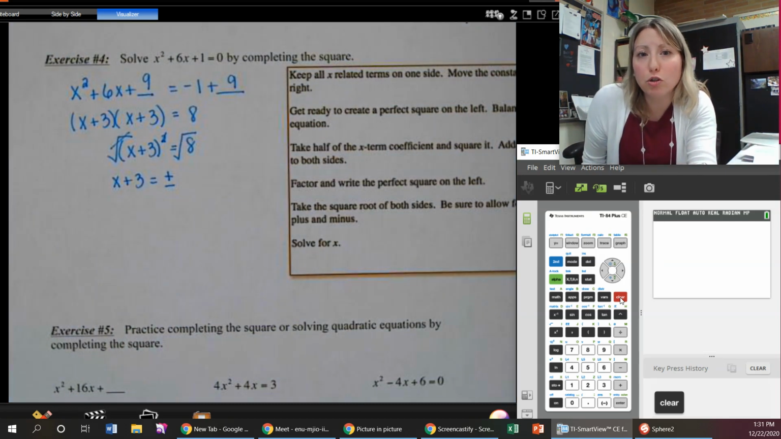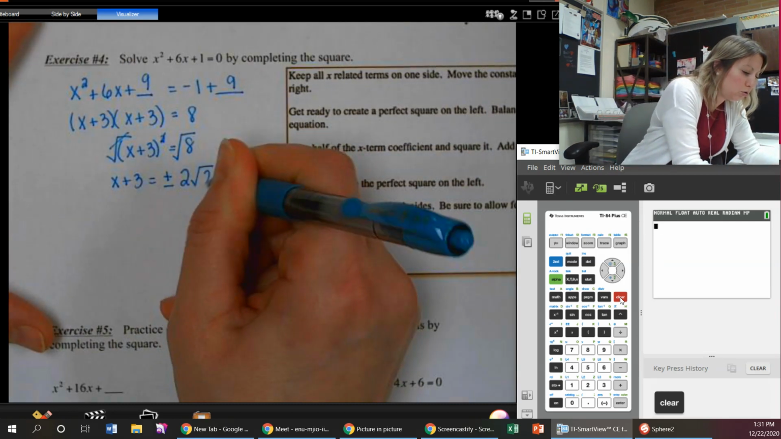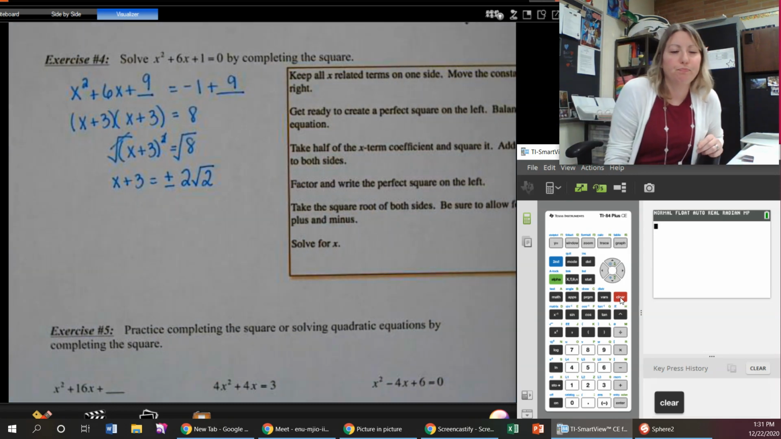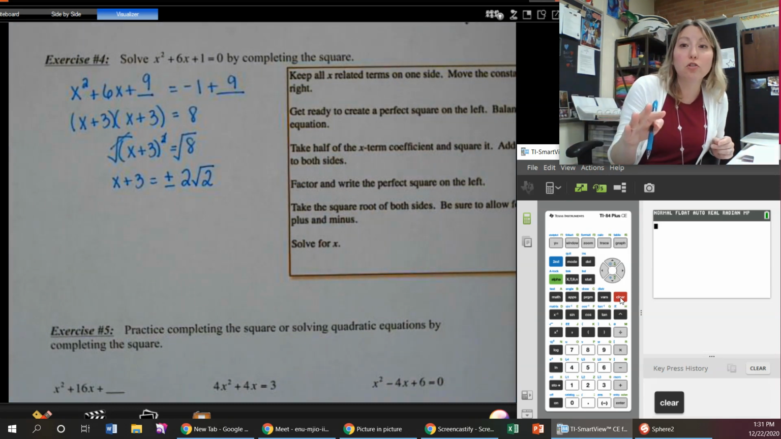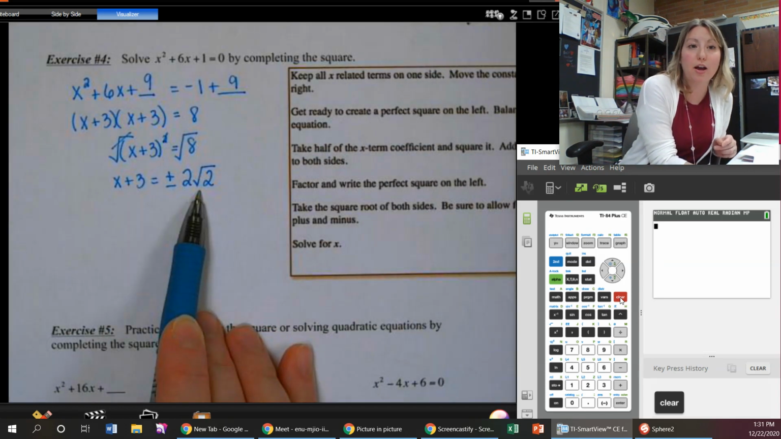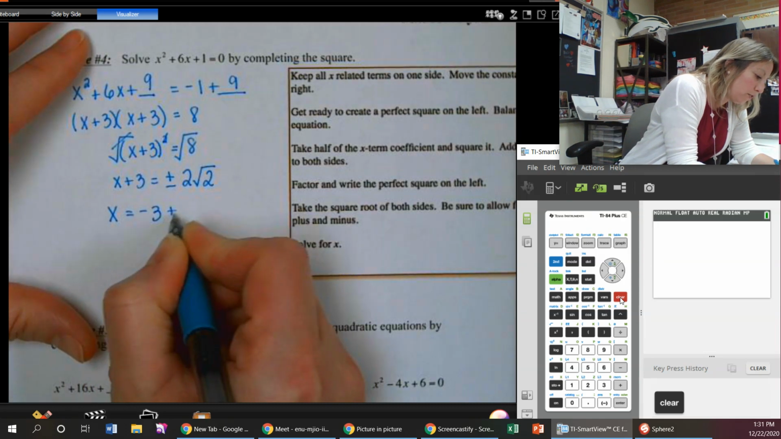8 is evenly divisible by 4. What's the square root of 4? 2 radical 2 is our simplified radical. Now to finish, get this integer over in front of your plus and minus 2 radical 2. So subtract that 3 over. It goes in front of your plus and minus.